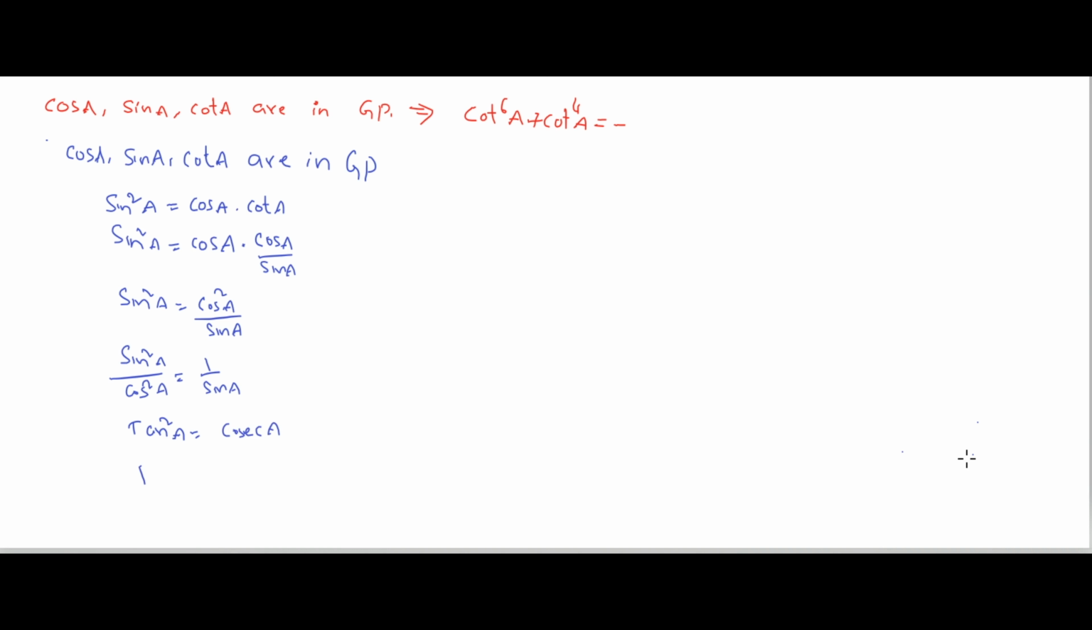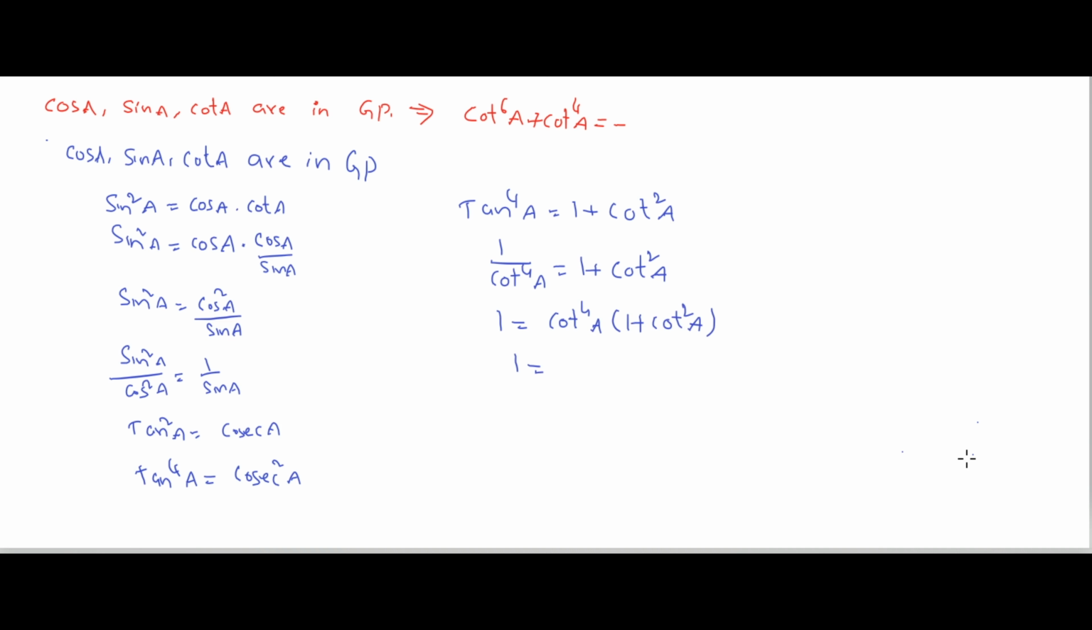Squaring on both sides, tan⁴a is equal to cosec²a. Therefore tan⁴a is equal to cosec²a, which means 1 + cot²a. Tan⁴a is 1 by cot⁴a, equal to 1 + cot²a. Take cross multiplication: 1 is equal to cot⁴a × (1 + cot²a). So 1 is equal to cot⁴a + cot⁶a. The value of cot⁶a + cot⁴a is 1. That is the answer.